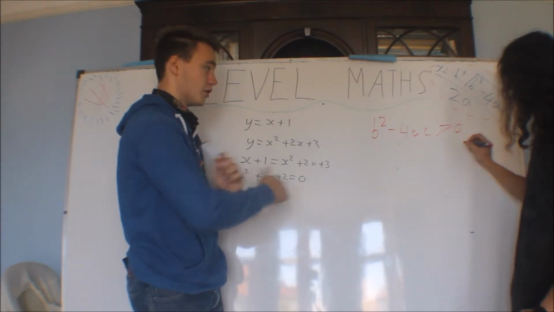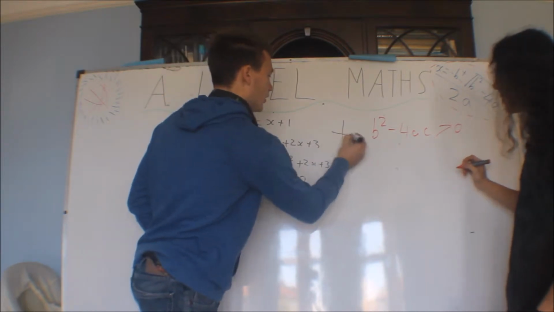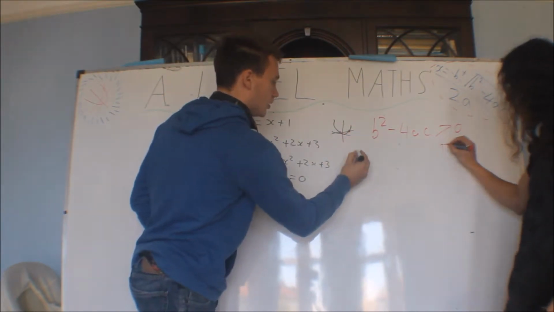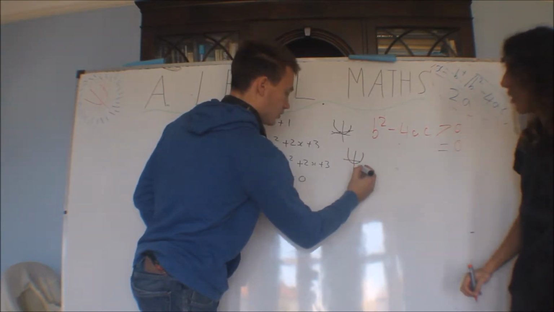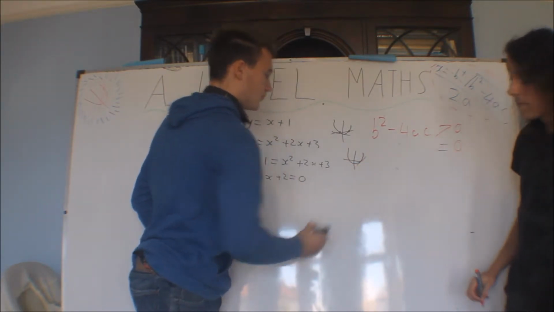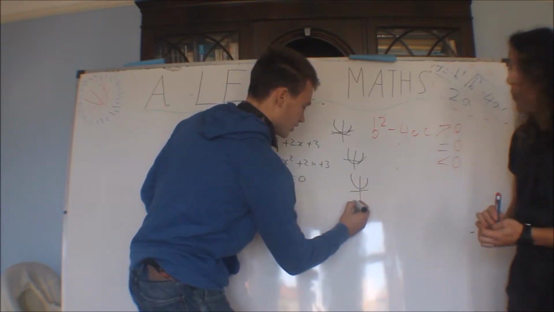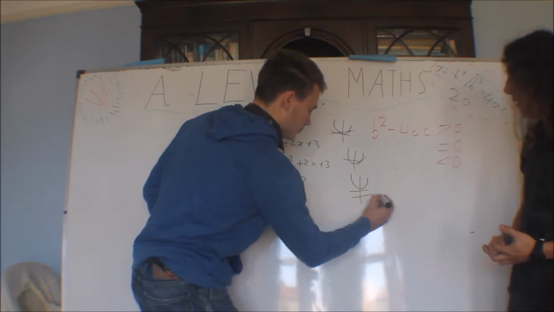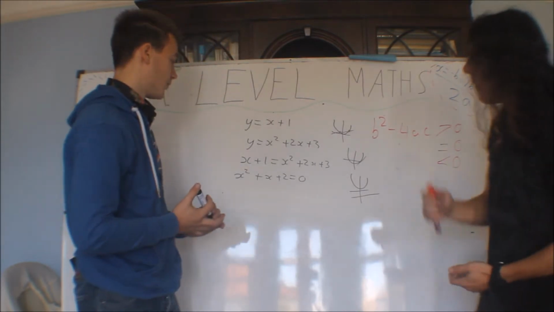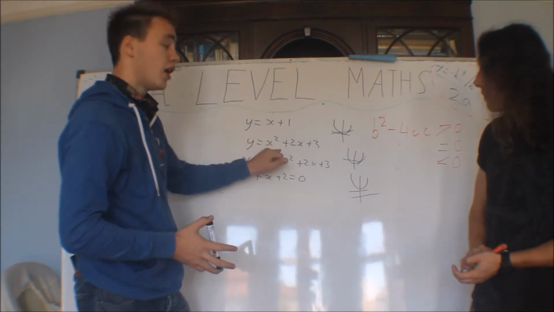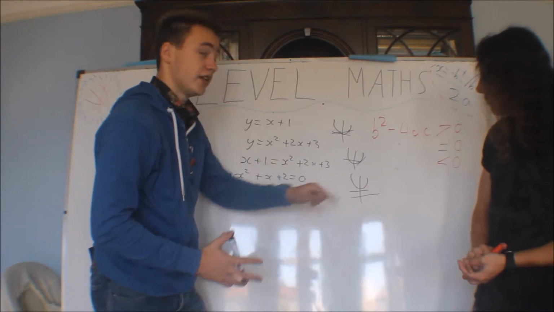This line will go through it twice, so it perhaps looks something like that, so two intersections. If it equals 0, it will touch it once, perhaps a tangent. And if it's less than 0, it won't touch at all, two completely separate lines. And these are your rules. So when you combine it with a line, you're not finding the x-axis, you're finding the intersection.